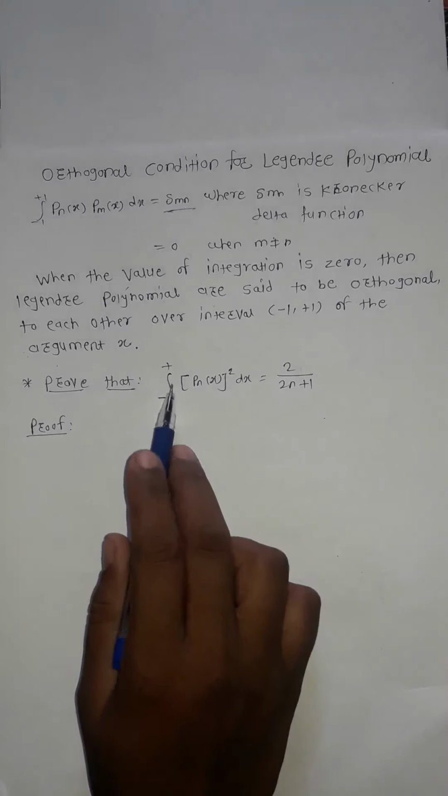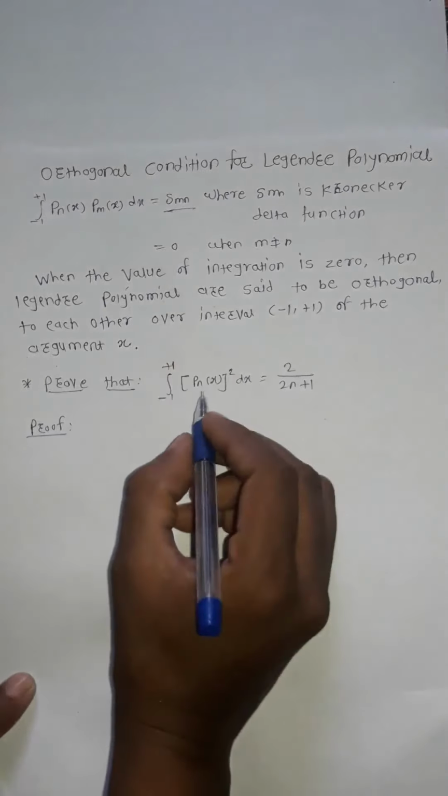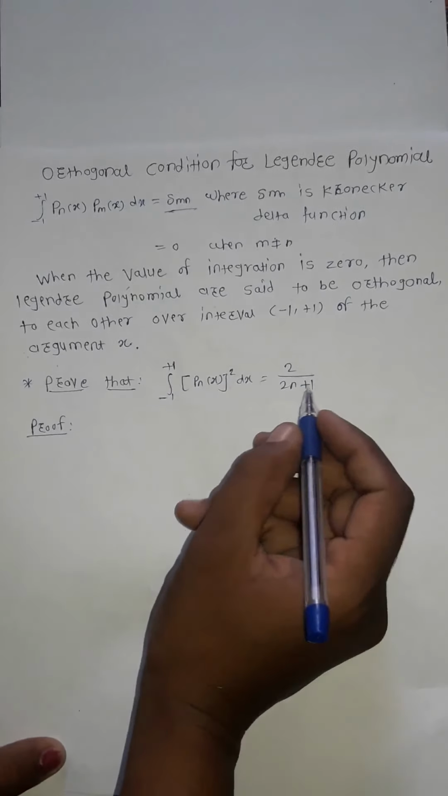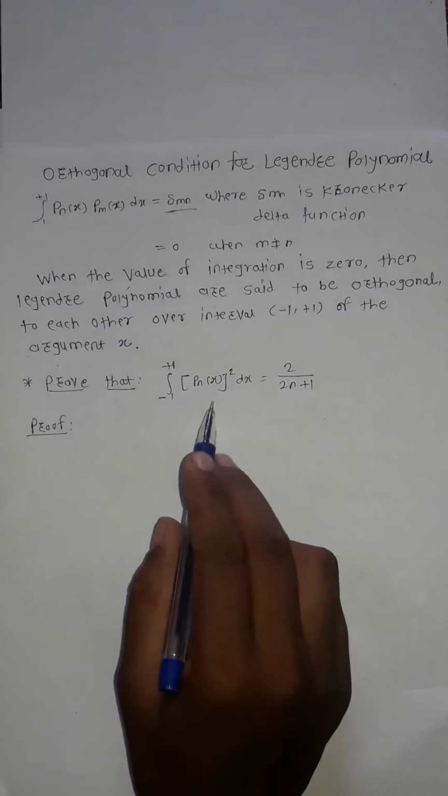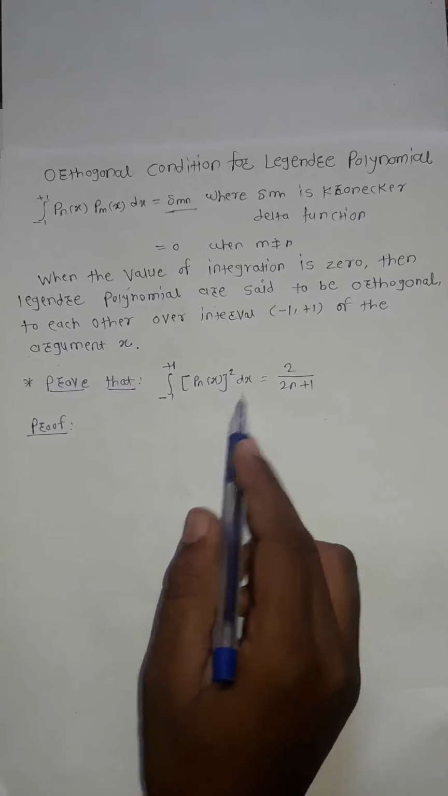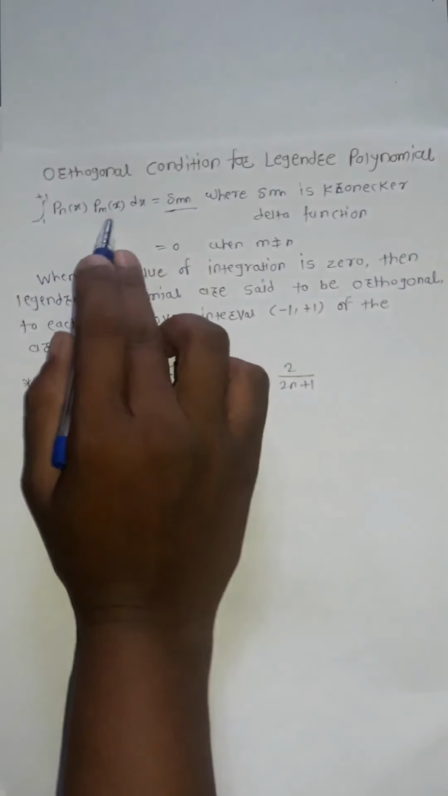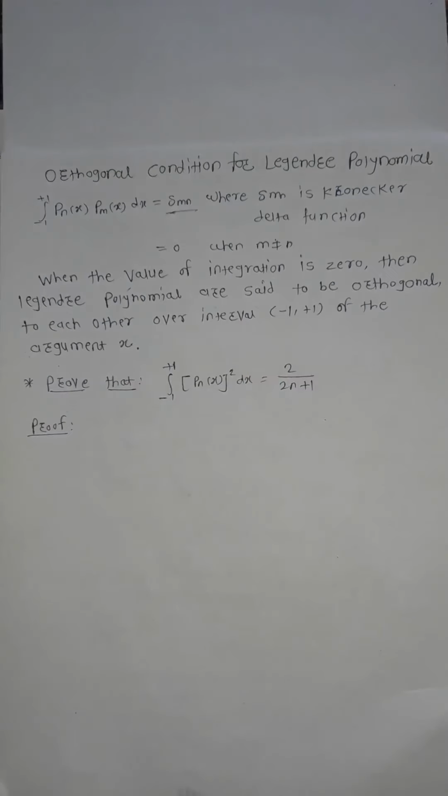Prove that integral over -1 to +1 Pn of x square dx is equal to 2 upon 2n plus 1. Now we have to prove this equation by using Legendre polynomial, and we have to satisfy the orthogonal condition: integral of Pn of x into Pm of x dx must be equal to 0.